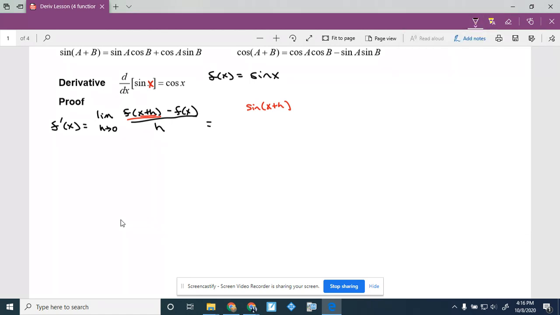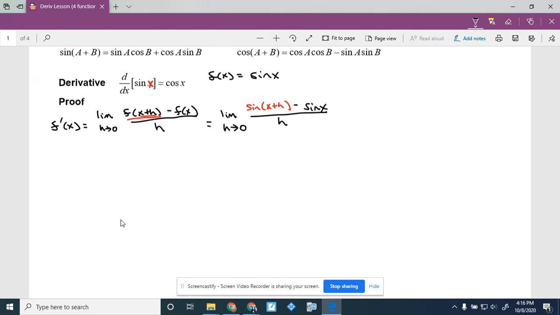Then I have minus f of x. Well, that's just sine x minus sine x. And then all over h. And then limit as h goes to 0, because I've not taken the limit yet. Again, guys, this isn't sine times x plus h. You don't distribute the sine, right? You should chuckle when I say that, right? So you're like, what do I do?